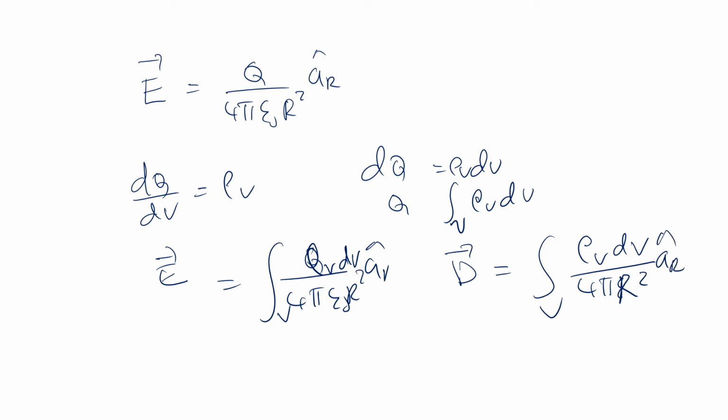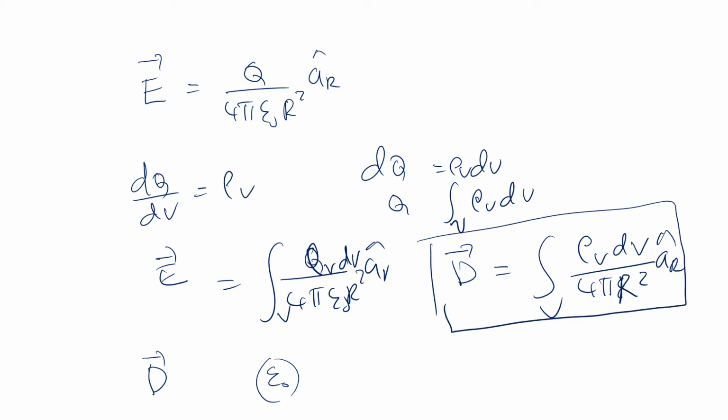We will be dealing more with D rather than E, because D has no epsilon 0 term. But this is limited only to free space or vacuum cases. If a dielectric medium is there, this equation will slightly differ, that we will see later. But for the time being, we will be discussing only free space.